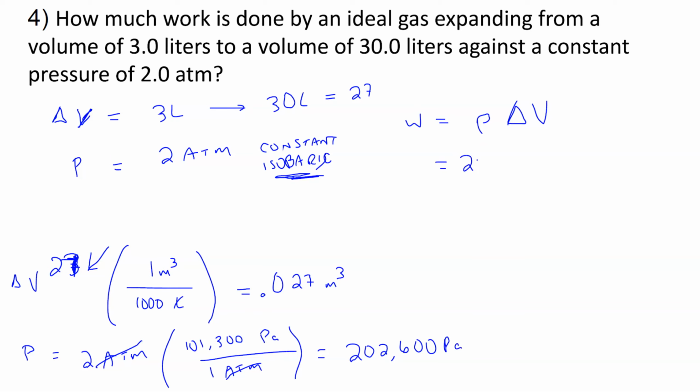So I got 202,600 pascals times 0.027 cubic meters. Checking the units there, remember that a pascal is really a Newton per meter squared. So I'm going to scribble this out. The meter squared on the bottom is going to cancel 2 of these meters.